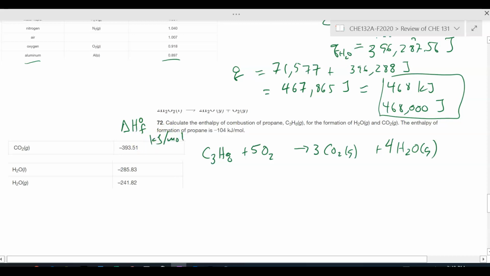I don't have O2 written here because O2 is an element in standard state. Its value is going to be 0. So if I put O2 here, that would be 0. Now, which one of the H2Os do I use? It says H2O gas, so I'm going to use this value, not the one above it. So I'm going to write those over here.